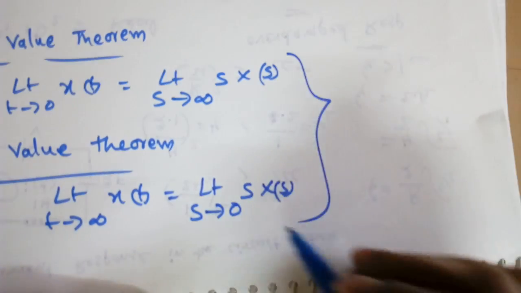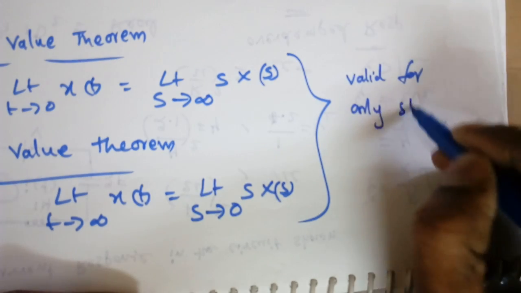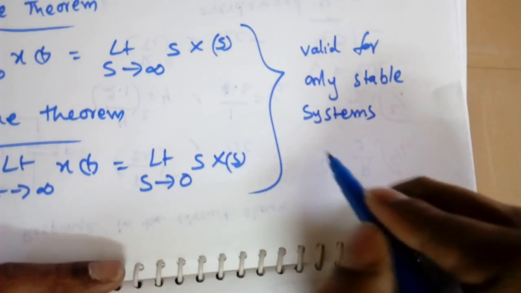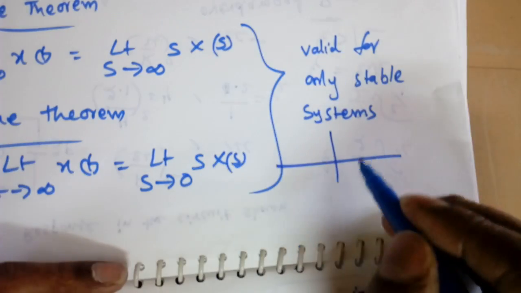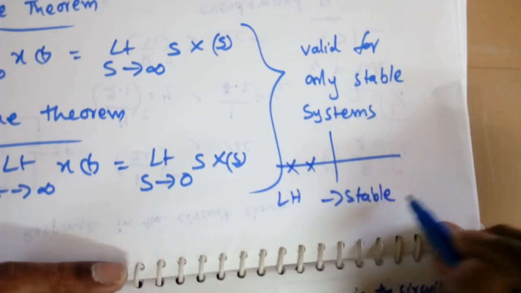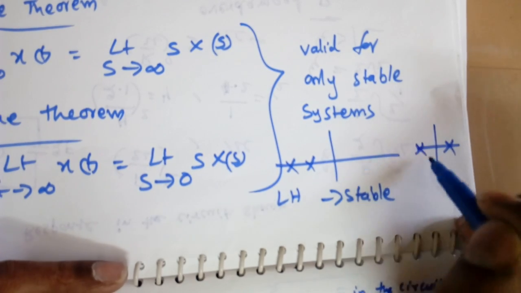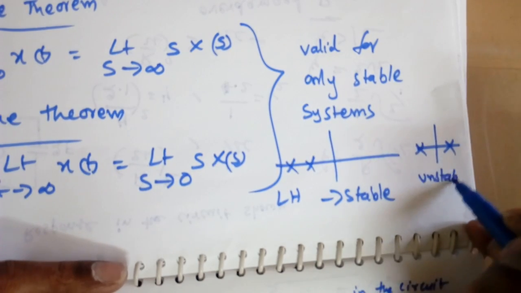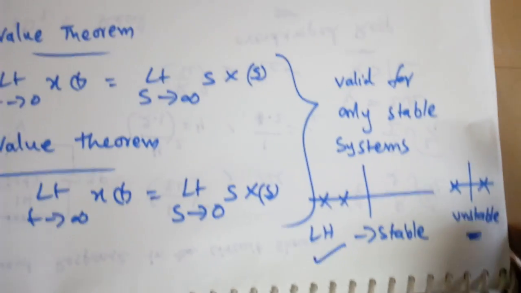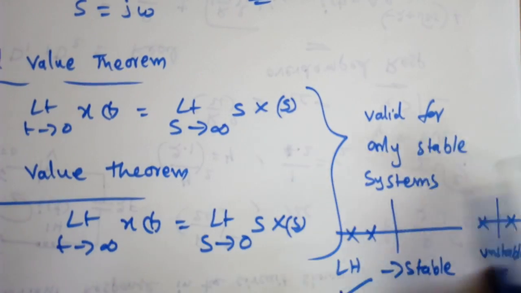Now remember, the initial value and final value theorems are valid only for stable systems. What do we mean by stable? If the poles of a transfer function lie in the left half of the S plane, then it is a stable system. Even if a single pole is on the right, it is unstable. So for stable systems we can use the initial value and final value theorems. The problems using these formulas we'll see in the next lecture.